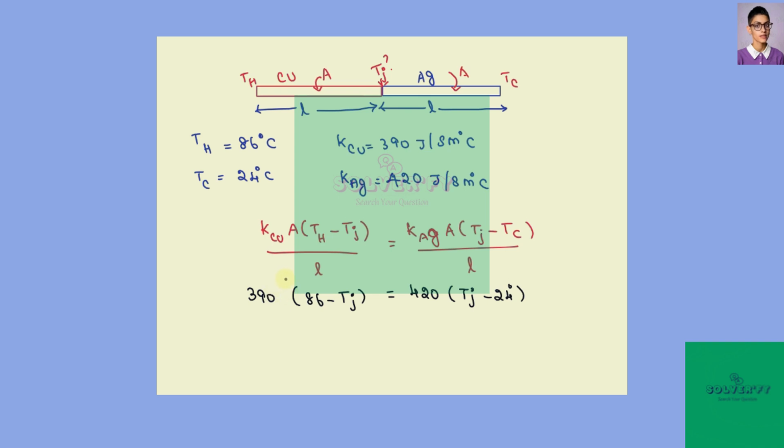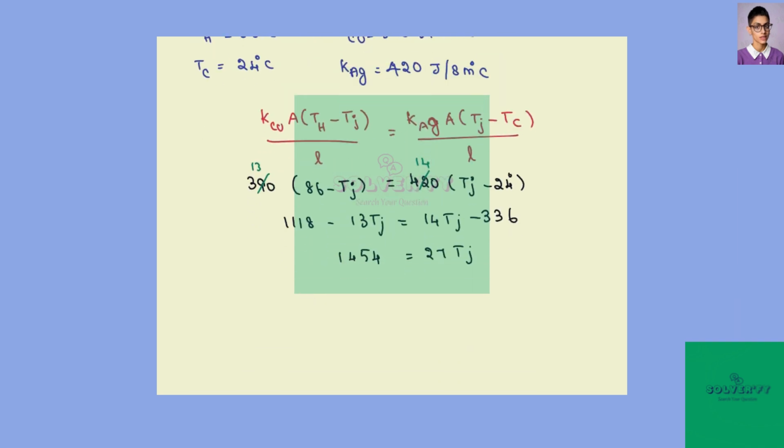And if we simplify, this term will reduce to 13 times and this term will reduce to 14 times. Now multiplying inside, so 13 into 86 will give 1118 minus 13 Tj, which is equal to 14 Tj minus 336. And if we solve, we get 1454 is equal to 27 Tj, and as a result, if we divide this value by 27, we get the junction temperature as 53.8 degrees Celsius.